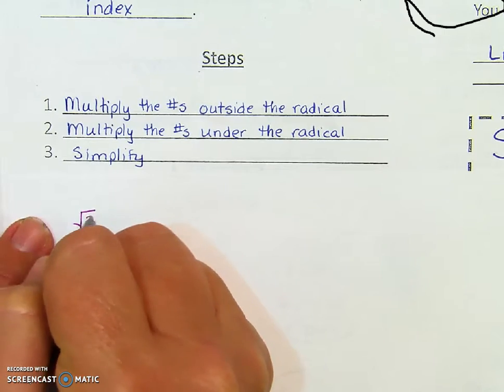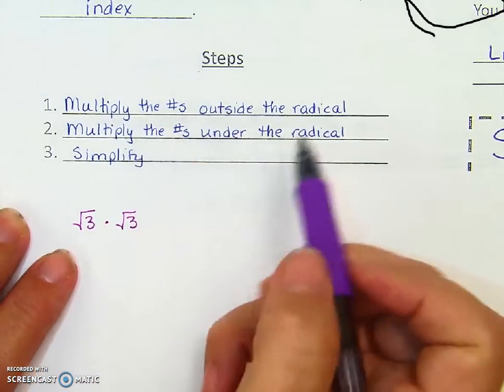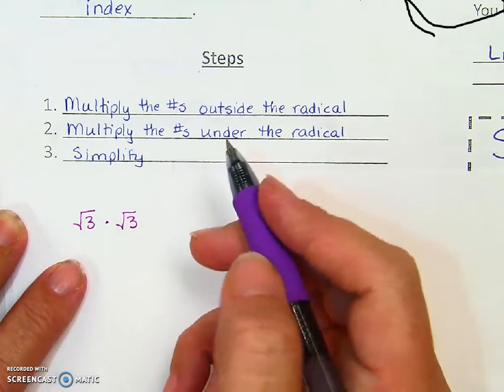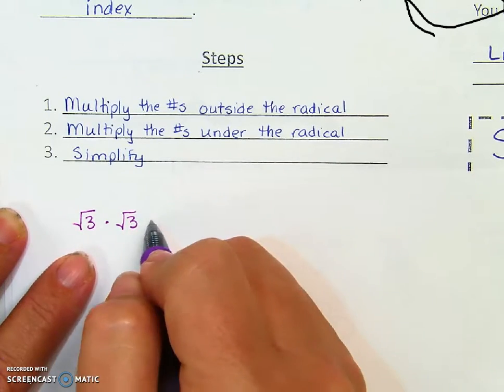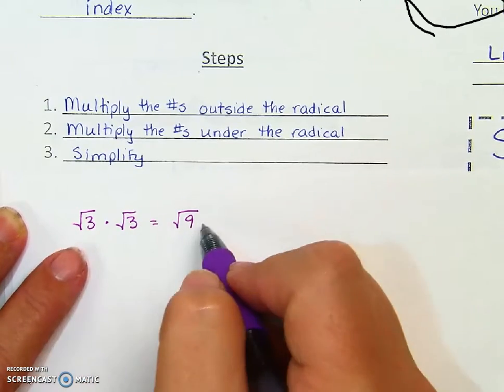We have the square root of 3 times the square root of 3. So if we do step 1, we multiply what's on the outside. So 1 times 1 is 1, so we don't have to write that. Multiply what's under the radical. 3 times 3 is 9, so you have to keep that under the radical. 3 times 3 is 9.